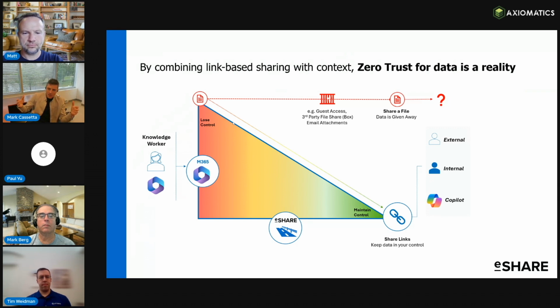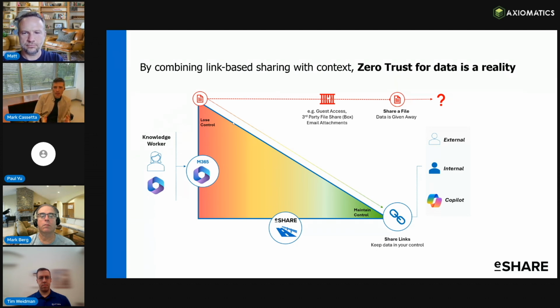But over the last 4 or 5 years, with Microsoft 365 becoming the standard at enterprises, there is now an opportunity to combine link-based sharing with context and make zero trust for data a reality. If we think of Microsoft 365 as the container for that data, whether it be in a commercial site or a GCC High cloud or sovereign cloud or whatever it might be, if you can keep that data in your control and at the same time enable link-based sharing, you now have a place where you can maintain full control of that data at all times.